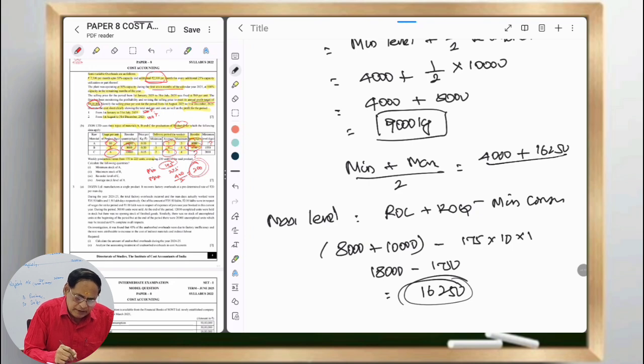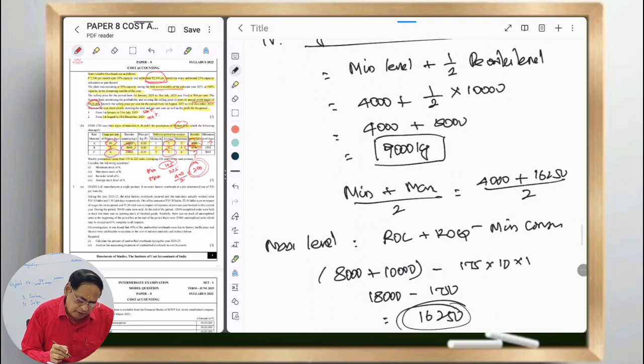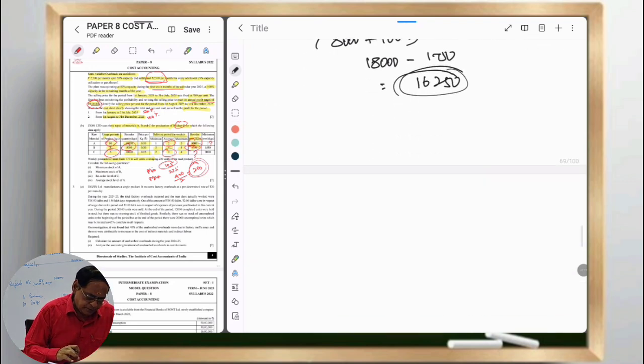So minimum plus maximum divided by 2. So what is the answer? 4,000 plus 16,250 divided by 2, that is 10,125. That is the average stock level. So average stock level, if we apply this formula, the answer will be 10,125 kgs. So we finished this sum, and then we will go for the next question.